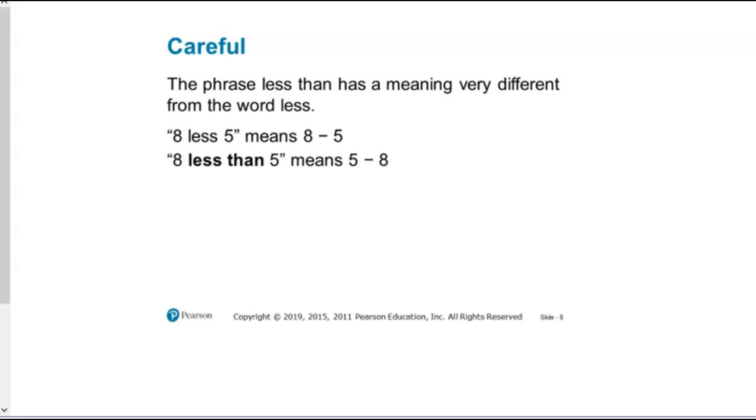There's a phrase that's 8 less 5. Remember, that means 8 minus 5. And so that's different than the term 8 less than 5, which means 5 minus 8. So look at those, kind of jot them down on the side of that other sheet if you need to. But remember that these are two phrases that I see oftentimes confuse students. So 8 less 5 is different than 8 less than 5.